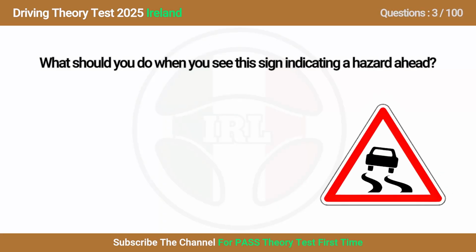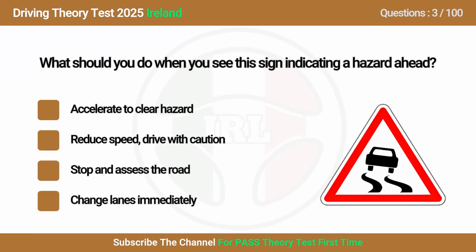Question 3. What should you do when you see this sign indicating a hazard ahead? A. Accelerate to clear hazard. B. Reduce speed, drive with caution. C. Stop and assess the road. D. Change lanes immediately.